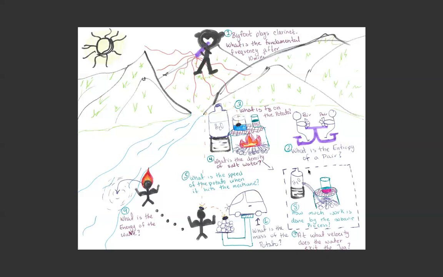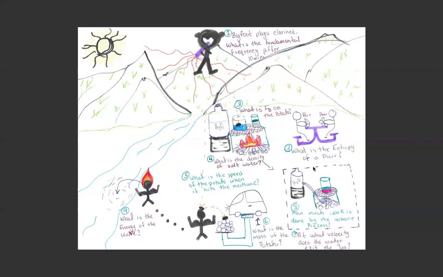And so then this is a situation here that we have where there is now a hole at the bottom of their water jug, and that water turns off their fire. So then here we want to know at what velocity the water exits the jug using Bernoulli's equation. We can figure that out.